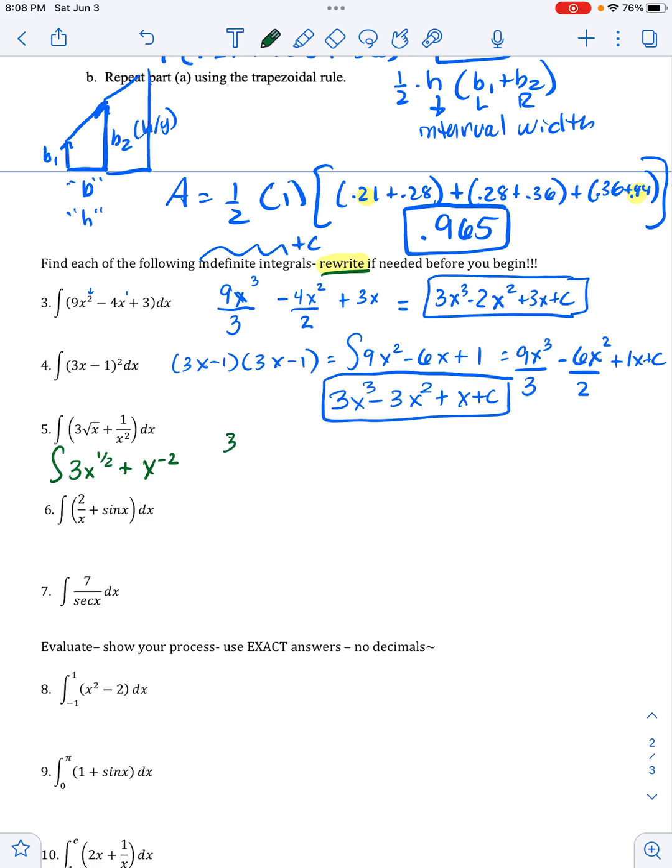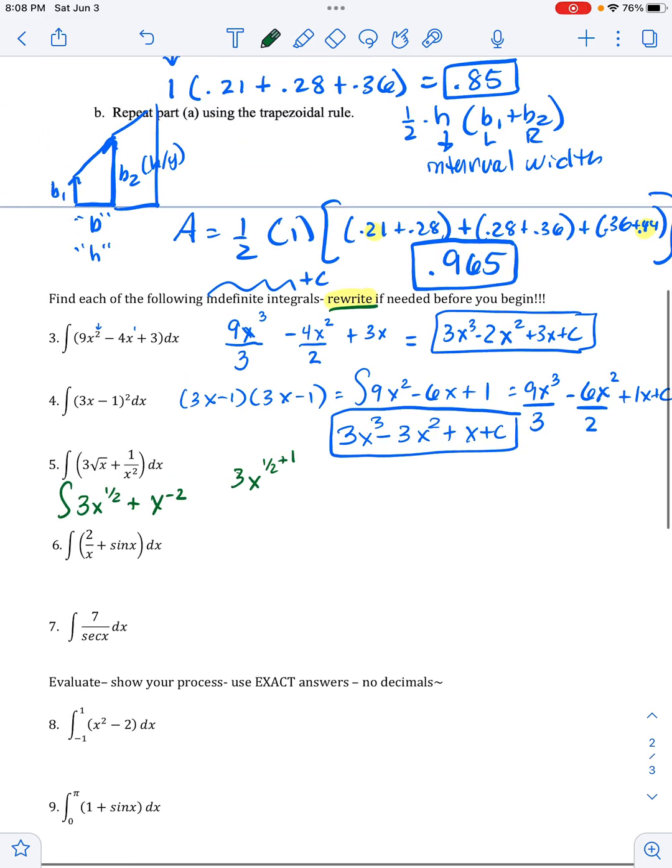So I have to think 3x to the 1/2, but it would have been bigger by 1. Okay, well, that would have been to the 3/2. And so then I have to divide by the 3/2. We'll worry about simplifying that later. And then the second part, x to the negative 2, I would add 1 to that power, which would put me at x to the negative 1, and I divide by that same power.